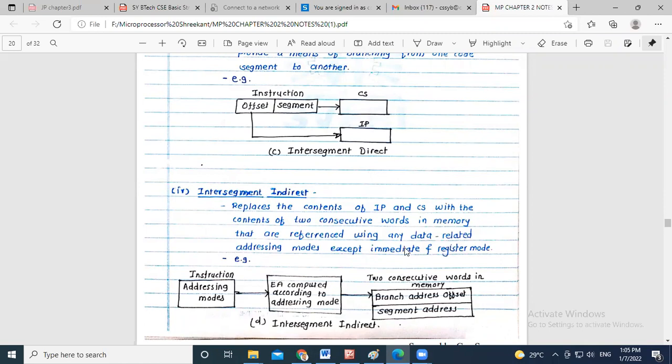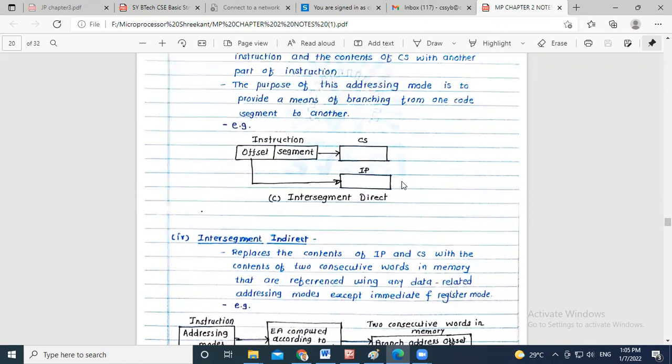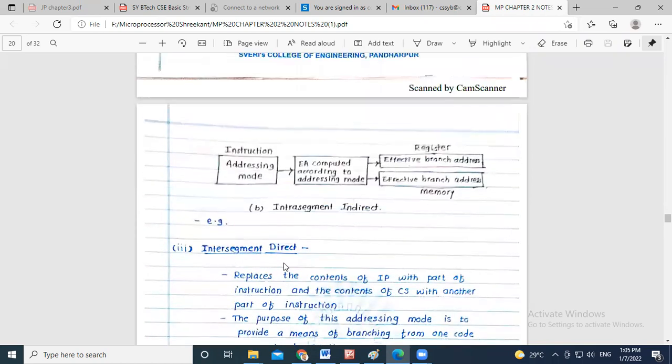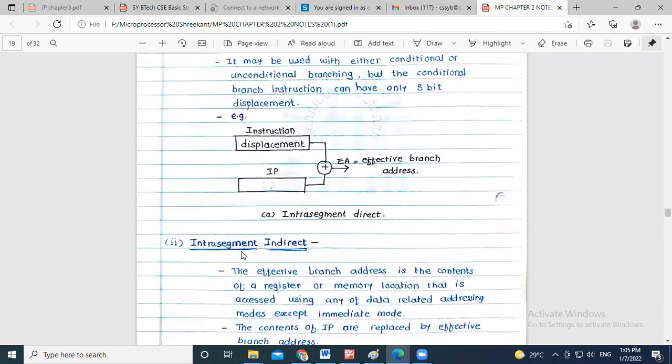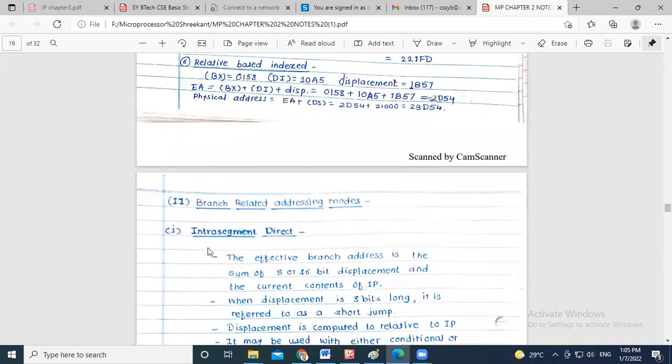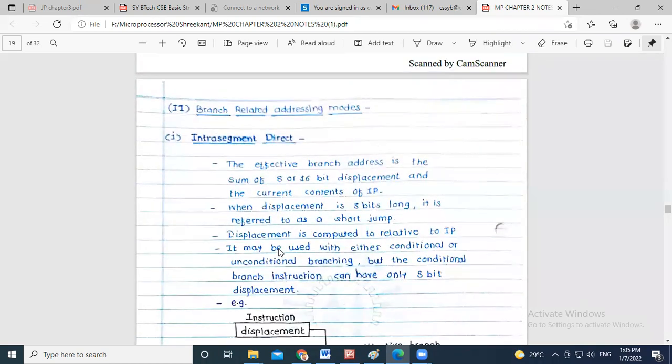So there are four main categories in the branch related addressing modes: intra segment indirect, intra segment direct, inter segment indirect, and inter segment direct. Actually these branch addressing modes are not that important for your level, but anyhow it is in the syllabus, so I have to explain it. Please remember this.